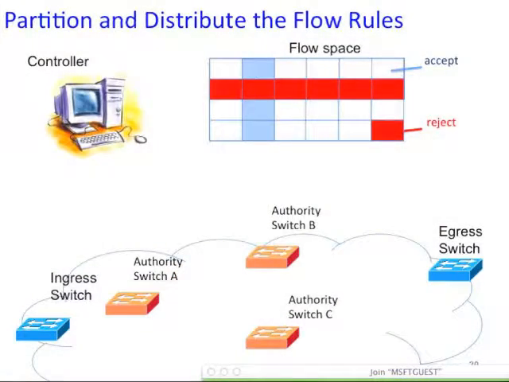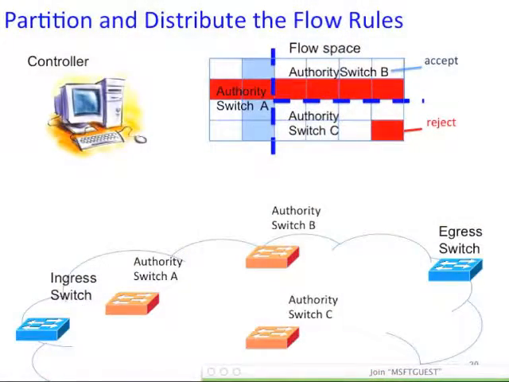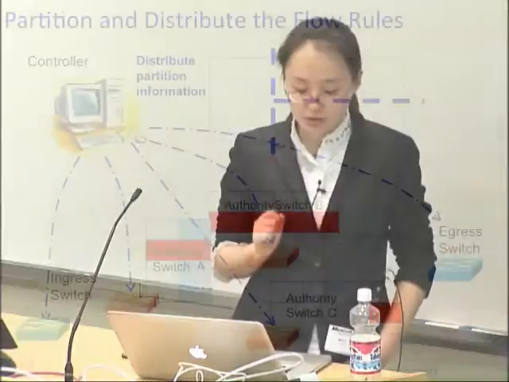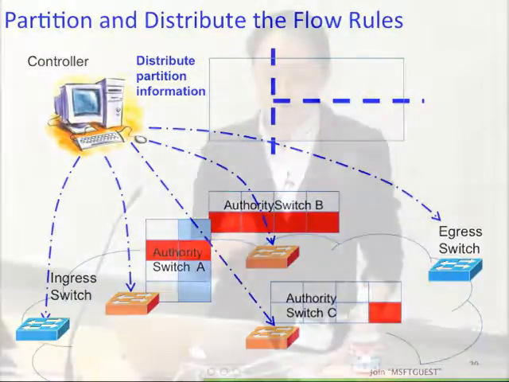In our design, we still have a centralized controller, so it's still easy for operators to configure the policies there. Then this controller will represent these rules in the flow space, partition this flow space into multiple parts, and assign each part to one authority switch. At the same time, the controller will distribute some partition information to all the switches in the network, so each switch knows how to handle the packet. When the switch receives some packets, it knows which authority switch to ask for the rules.